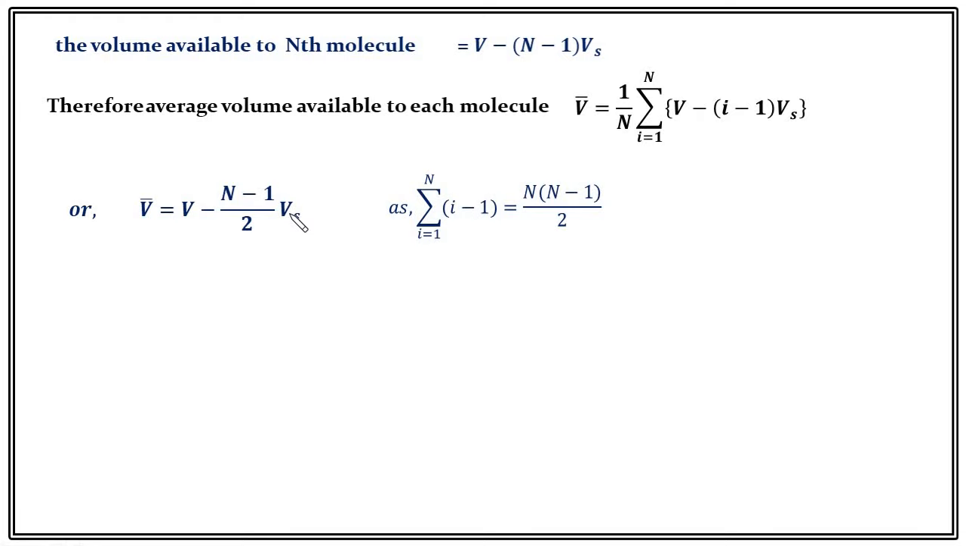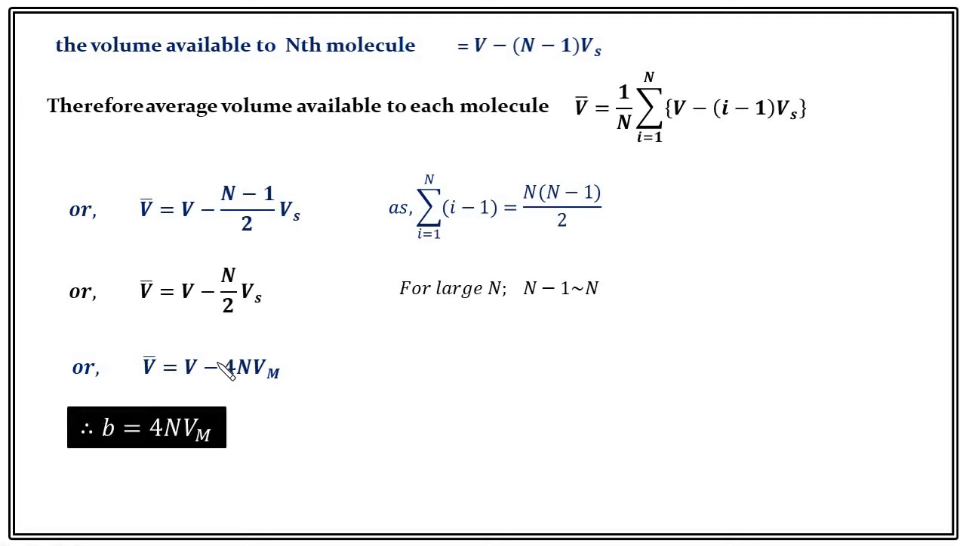Okay. Now, as the number of molecules is very large, n tends to infinity. Therefore, n minus 1 is approximately equal to n. Therefore, V bar is equal to V minus n upon 2 Vs. Just replace Vs by the volume of a molecule, which is a more physical quantity. So V bar equals V minus 4n Vm, because Vs is 8 times the volume of a molecule. Okay. So the effective volume is V minus B, that we know. Therefore, from here we can write B equals 4n Vm.